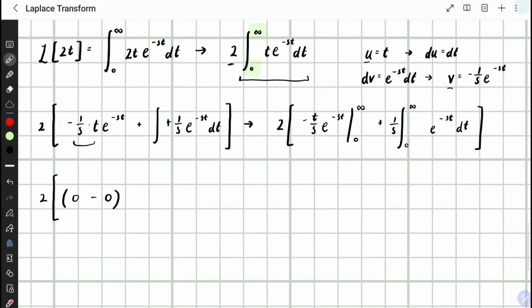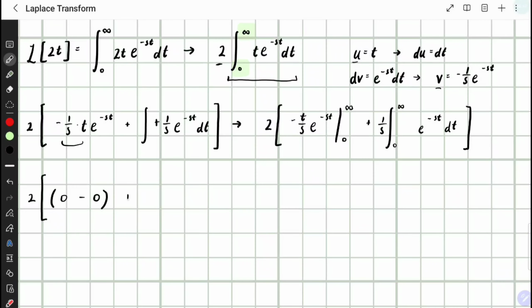And then we'll evaluate this integral here. Integral of e to the negative st, you have the same factor, negative 1 over s, coming outside. 1 over s times the negative 1 over s from this fraction here gives us negative 1 over s squared times e to the negative st, evaluated from 0 to infinity.